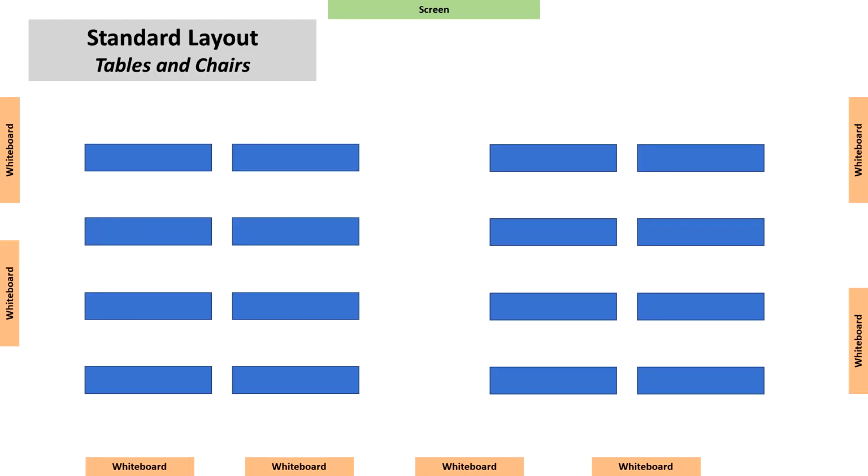Similar arrangements to what we just looked at can be made in the rooms that have tables and chairs as the furniture option. Here's a standard instructor-led content delivery layout. Again, there should be enough room for the instructor to be able to move around the edges, around the back, through aisles, to be able to interact with and provide feedback to all students.